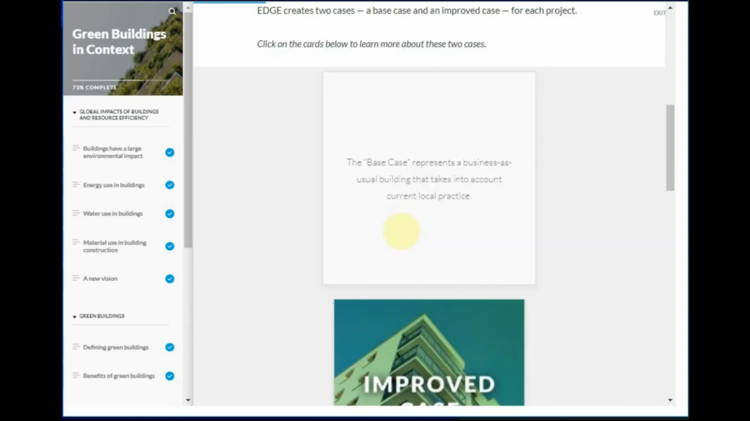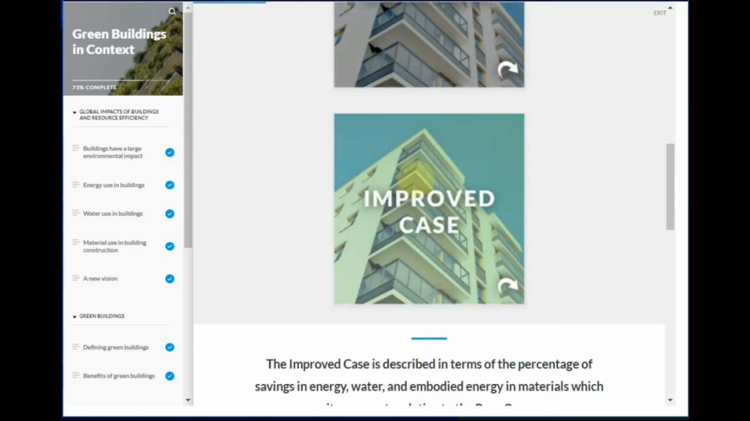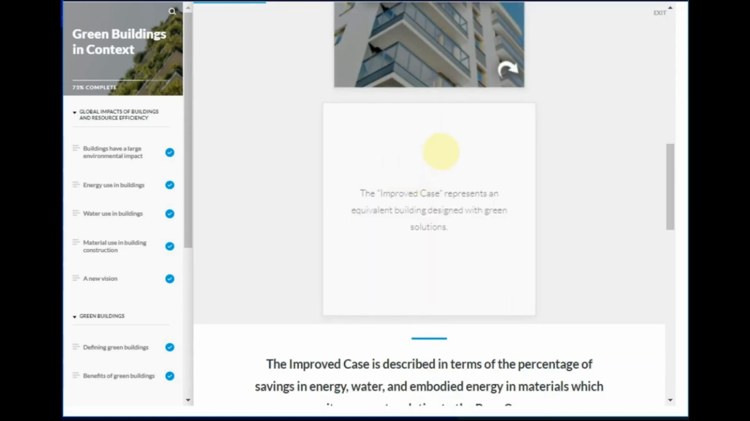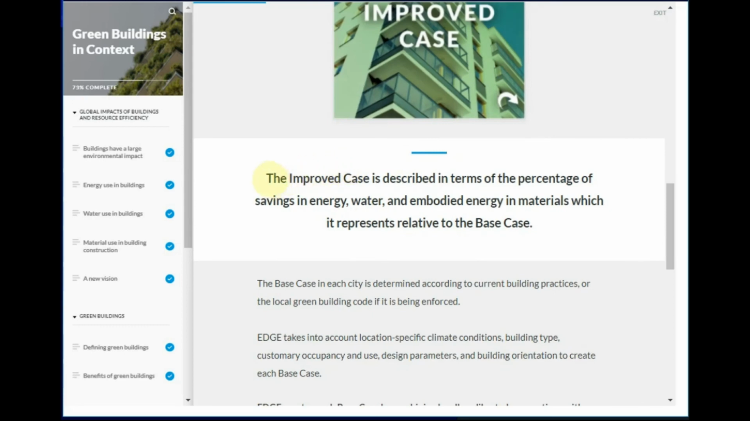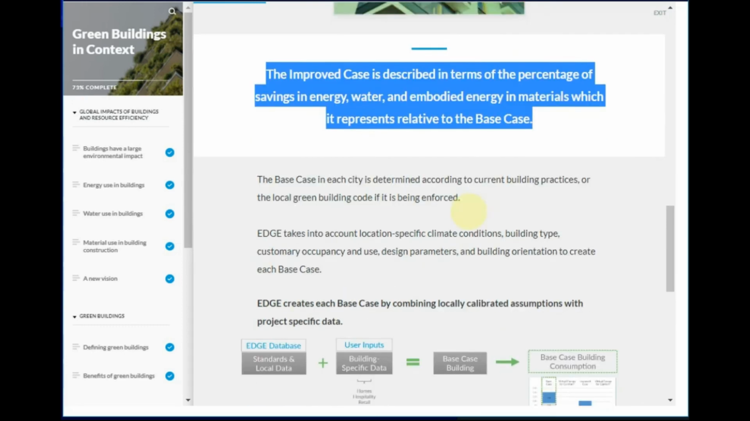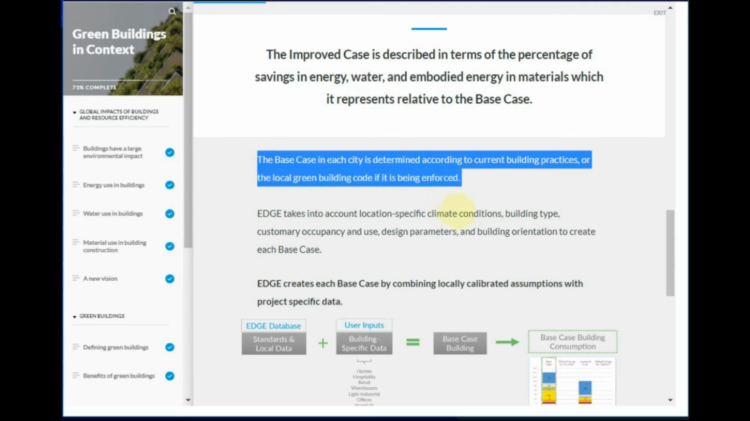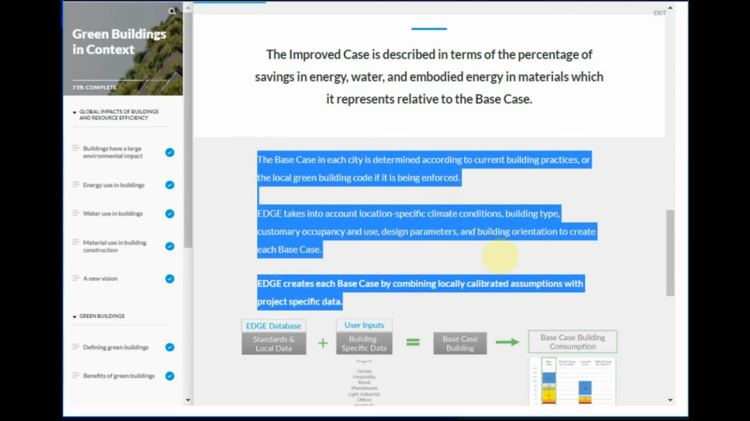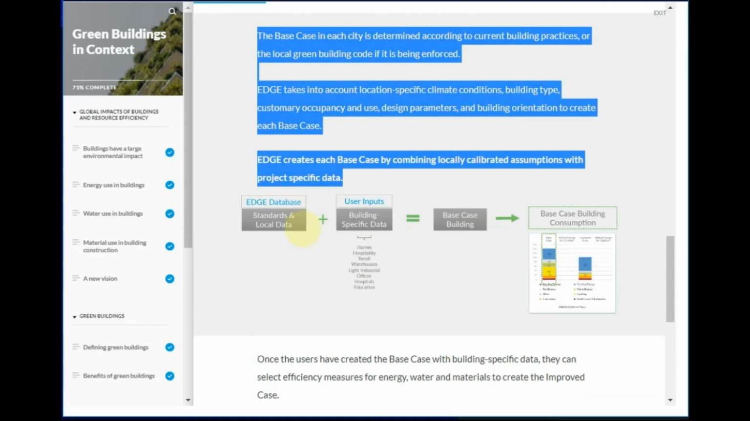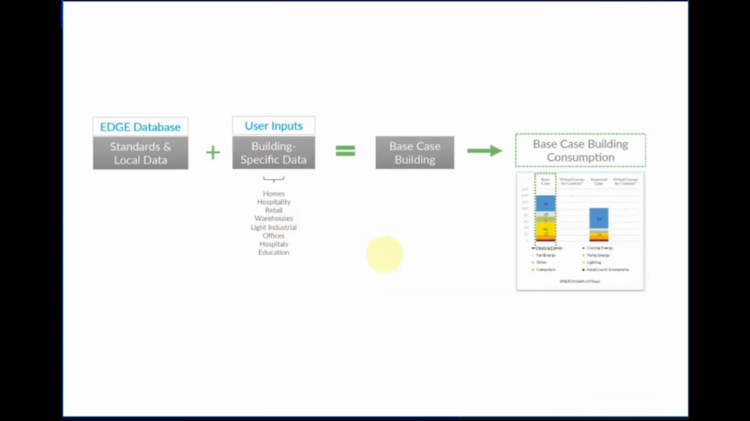Comparing standard and improved building design in EDGE creates two cases, a base case and an improved case, for each project. The improved case is described in terms of the percentage of savings in energy, water, and embodied energy in materials which it represents relative to the base case. The base case in each city is determined according to current building practices, or the local green building code if it is being enforced. EDGE takes into account location-specific climate conditions, building type, customary occupancy and use, design parameters, and building orientation to create each base case.